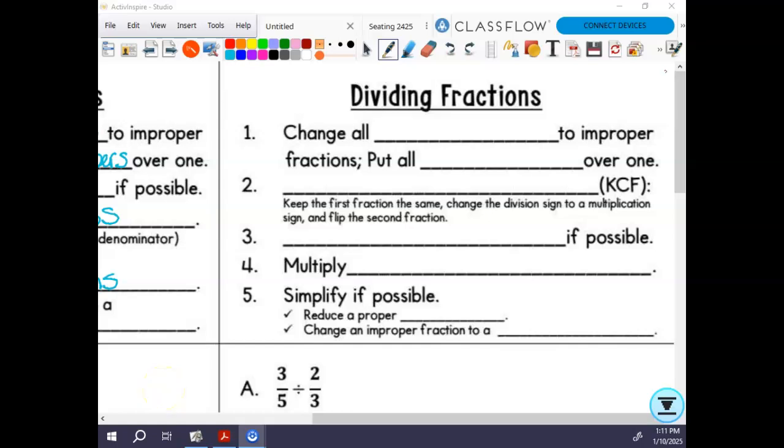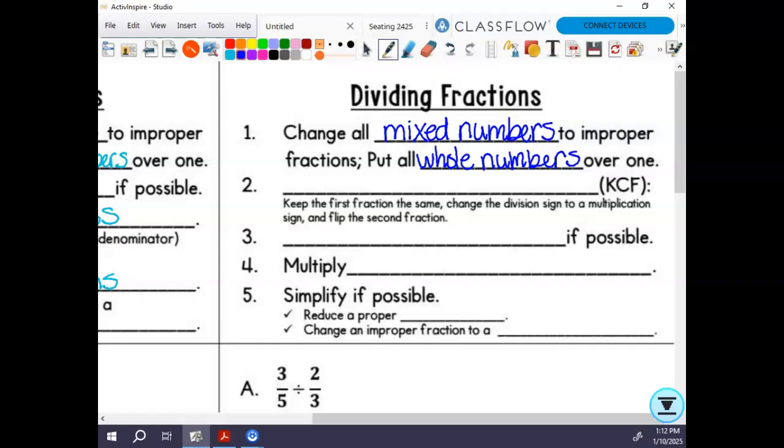All right, so since we all became experts at multiplying yesterday, it's going to be very easy for us to become experts at dividing because it's mostly the same process here. So we're going to change all mixed numbers to improper fractions and put all whole numbers over 1. Okay? Same thing we would do if we're multiplying, which again, probably would be best practice for adding and subtracting.